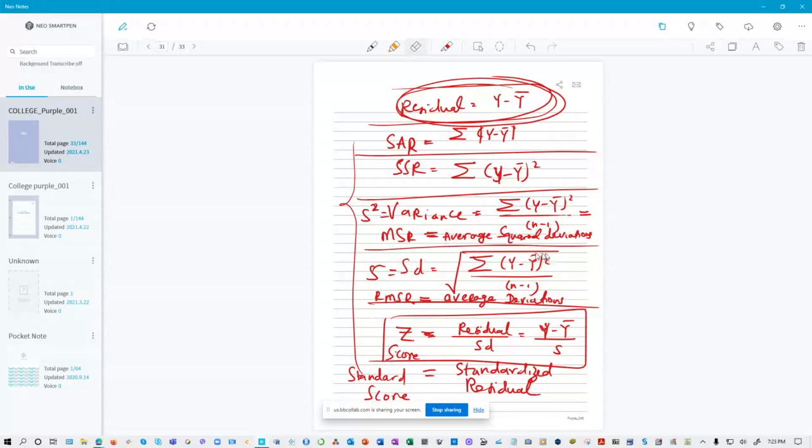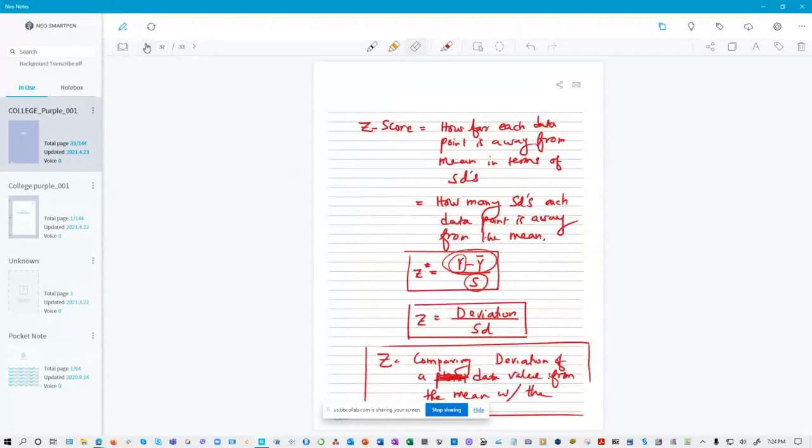When we take the square root of that, that's the standard deviation, s, or we can say average deviation, or root mean squared residual. Last thing we were talking about: the residual divided by the standard deviation, which is y minus y bar over s. That's called the standard score, or z-score. That's where we stopped yesterday.